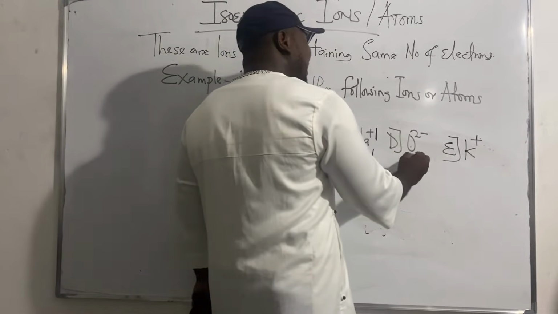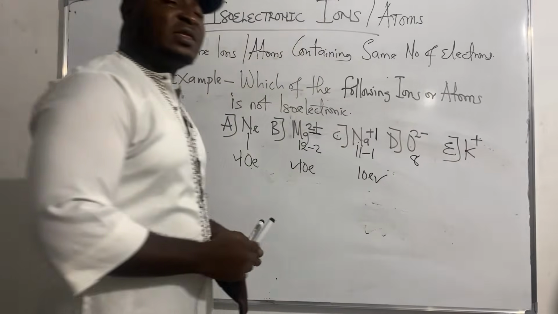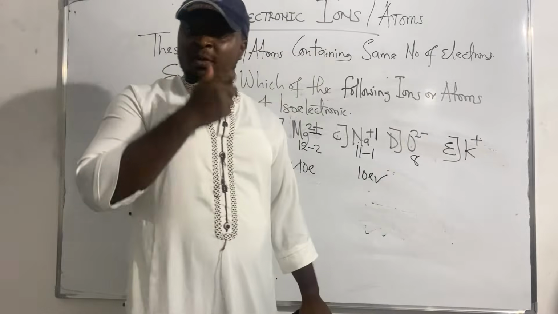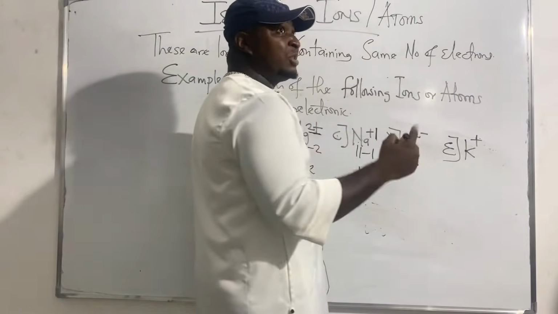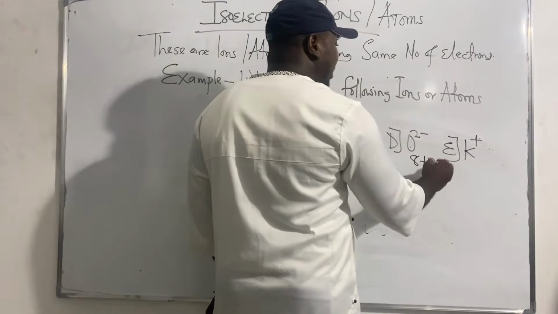Oxygen normally has 8 electrons, class. If you list the first 20 elements, oxygen falls on number 8. But 2 minus means it has gained. When you are minus in chemistry, it means you have gained. You have gained 2 electrons.